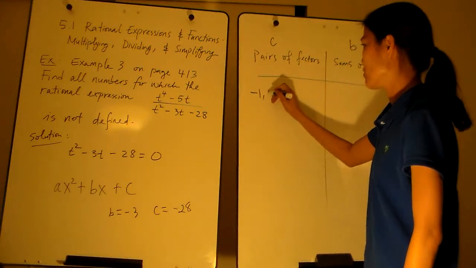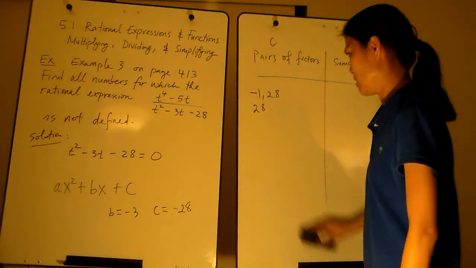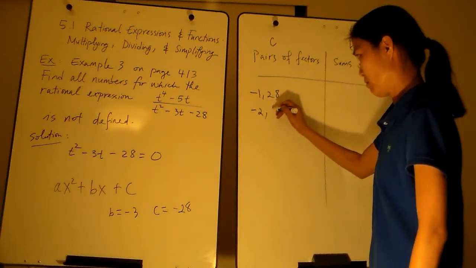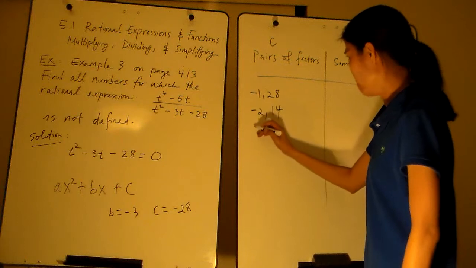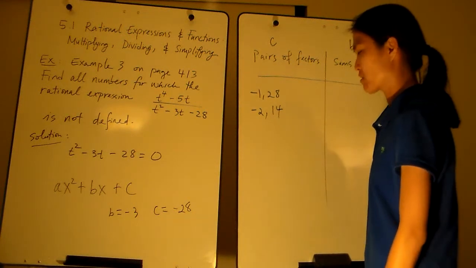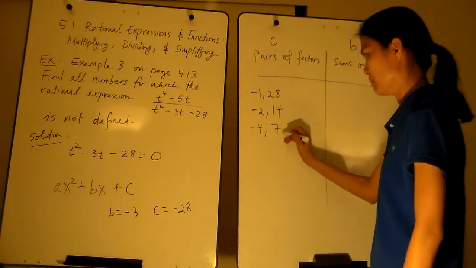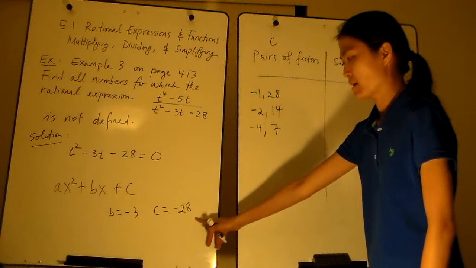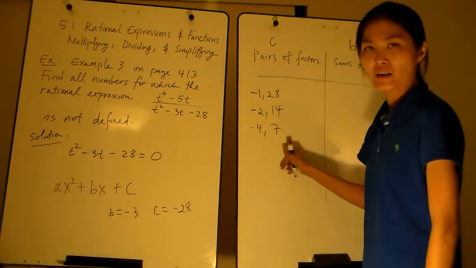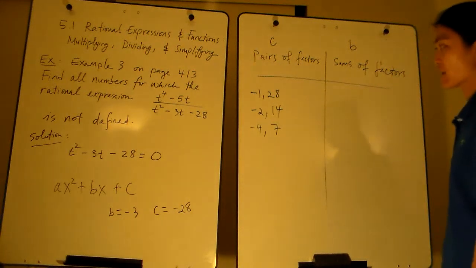It could be negative 1, 28, or it could be 28. You know what? Let's stick with this first. Negative 1, 28, negative 2, 14. Is 3 possible? No, 3 is not a factor of 28. How about 4? 4 times 7, yep. How about 5? 5 times what? You go to negative 28, no. 7. 7 is actually this case, so that's all we have. So we have 3 possible cases.